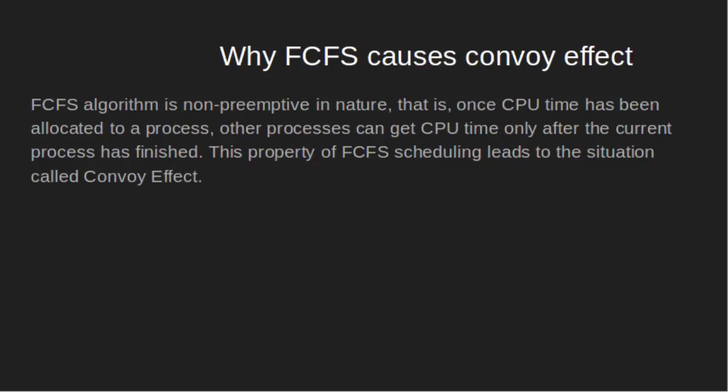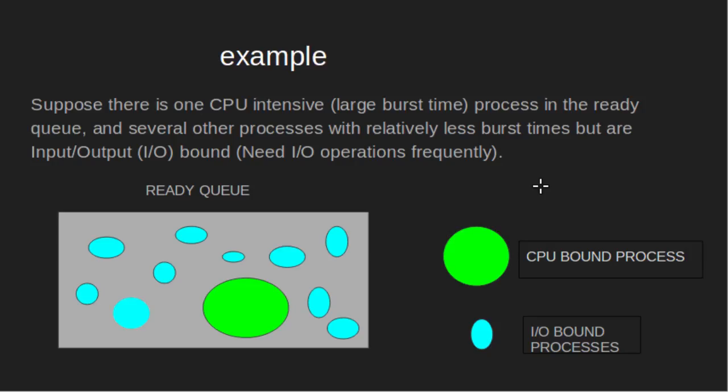Why does FCFS cause convoy effect? The FCFS algorithm is non-preemptive in nature. That is, once CPU time has been allocated to a process, other processes can get CPU time only after the current process has finished. This property of FCFS scheduling leads to the situation called convoy effect.